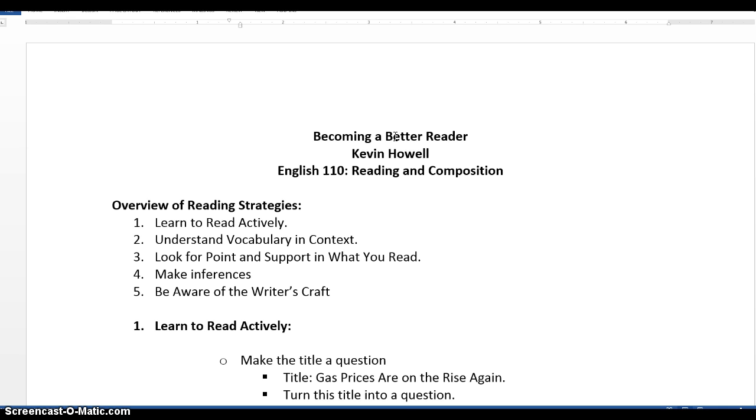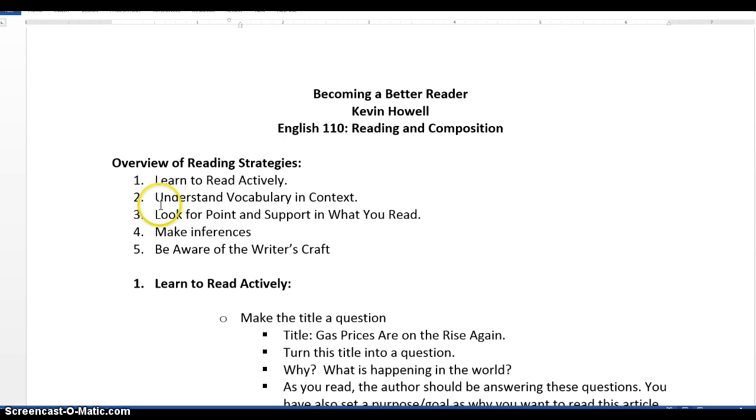Please read over these points because I'm going to give the presentation, but I'm going to just skim over it and talk about different points briefly. In this presentation, we're going to talk about reading strategies. There are 5 that I'm going to discuss.